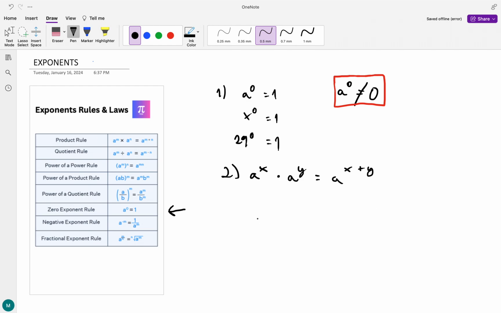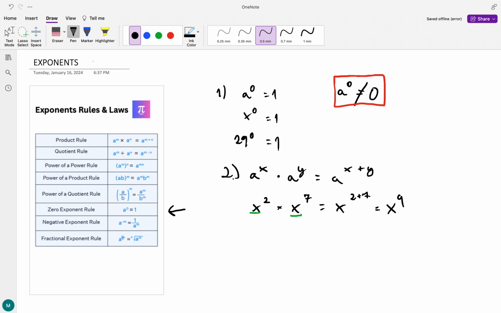Okay, so let's actually see how it works with certain numbers. Let's say we have x to the power of 2 times x to the power of 7. Since the base, right, in this case it's x, since the base is the same, then you can just add the exponents. And 2 plus 7 is 9, and that's equal to x to the power of 9.